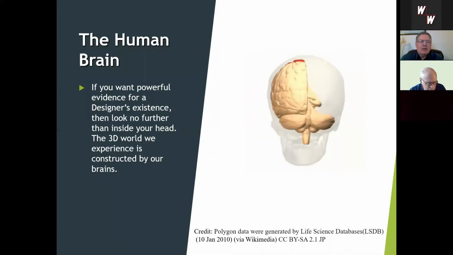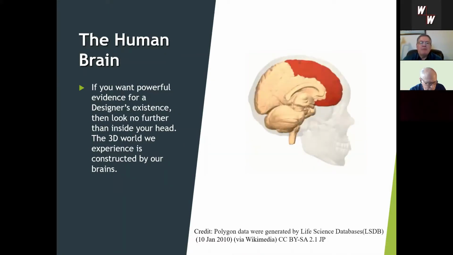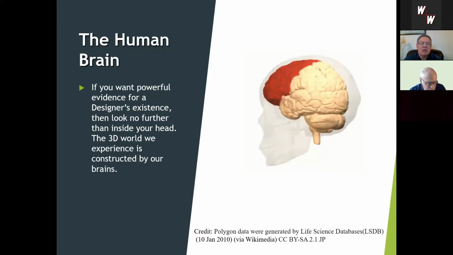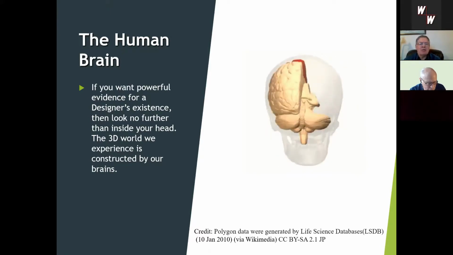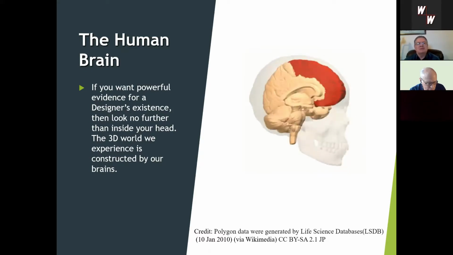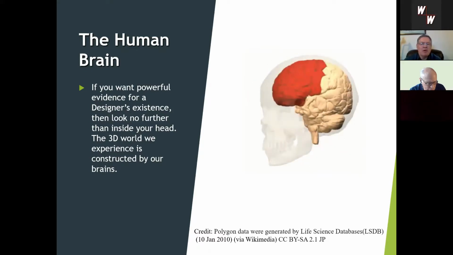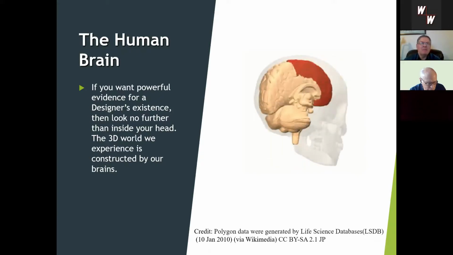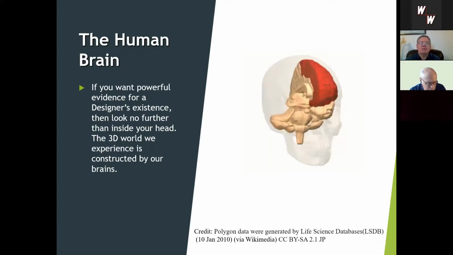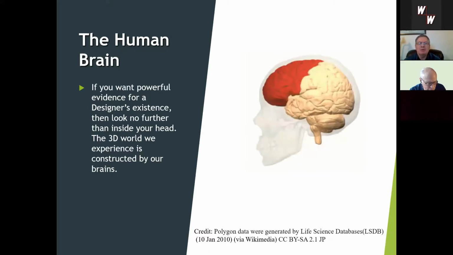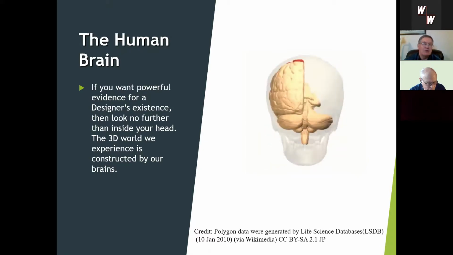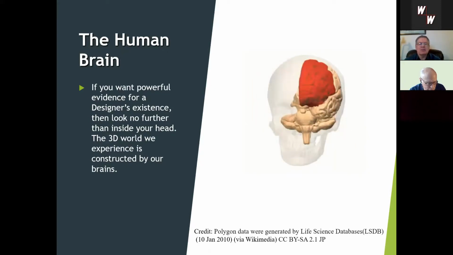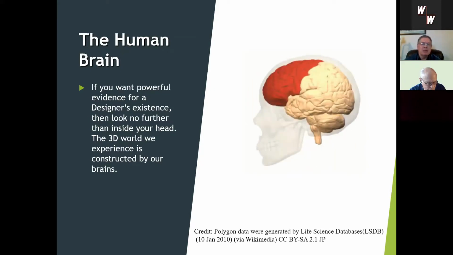Now, if you want powerful evidence for a designer's existence, then look no further than inside your head. Whilst it may not be that impressive to look at, the human brain, weighing only about 1.4 kilos or 3 pounds on average, is often described as the most complex arrangement of matter in the known universe, and with good reason. It makes machines created by man, as great as some of those accomplishments are, seem trivial in comparison.